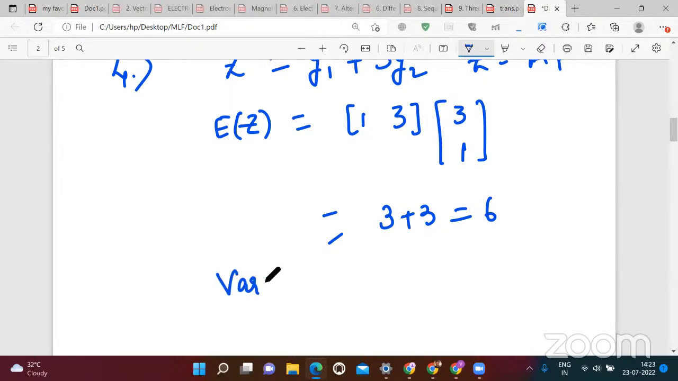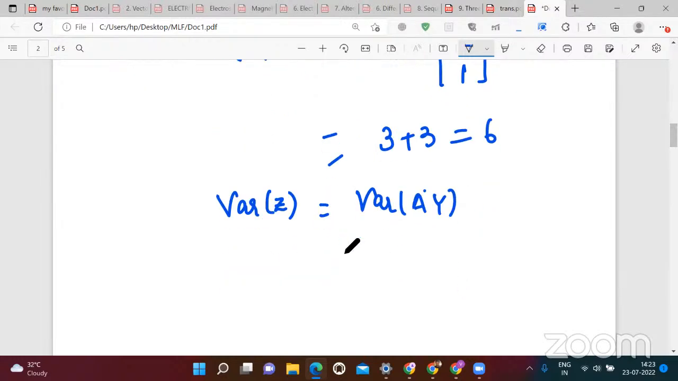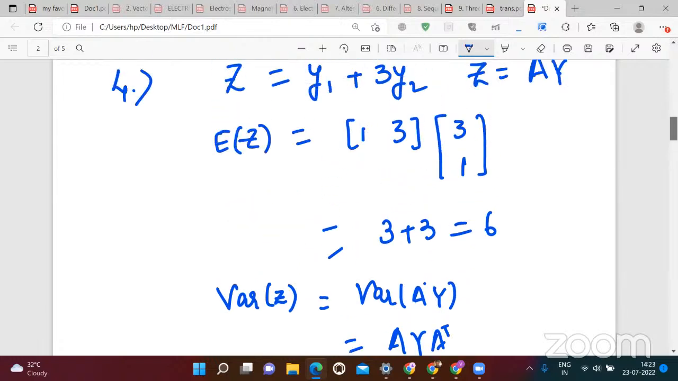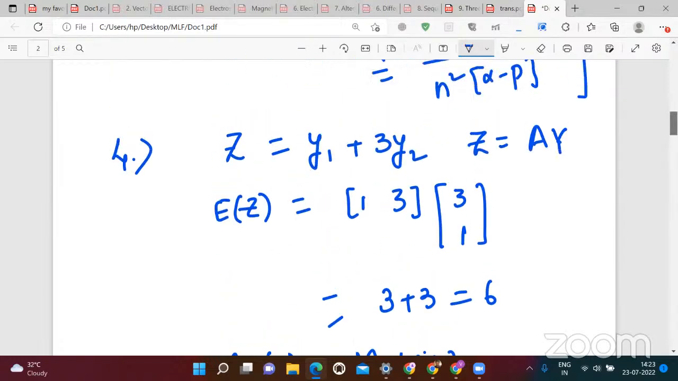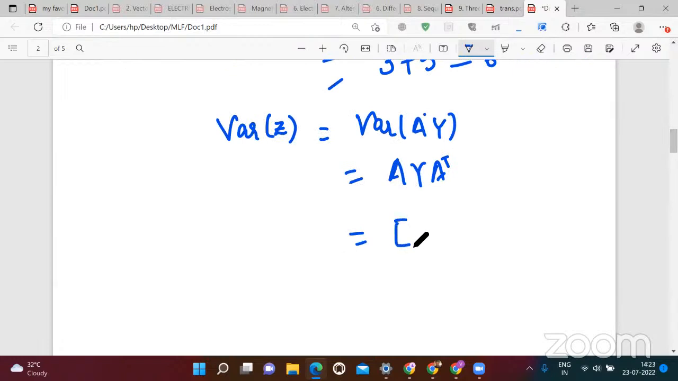Now you have to calculate the variance of z. That means you need to calculate the variance of Ay. How do you calculate that? You calculate it as A times the covariance matrix of y times A transpose. So the matrix A is (1, 3), then you write the covariance matrix of y, and then (1, 3) again.